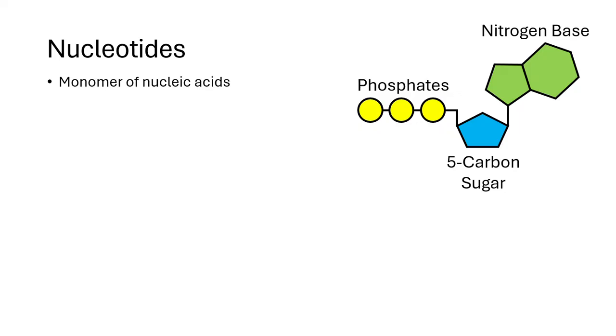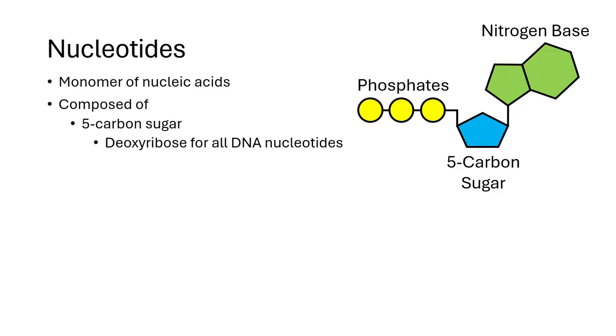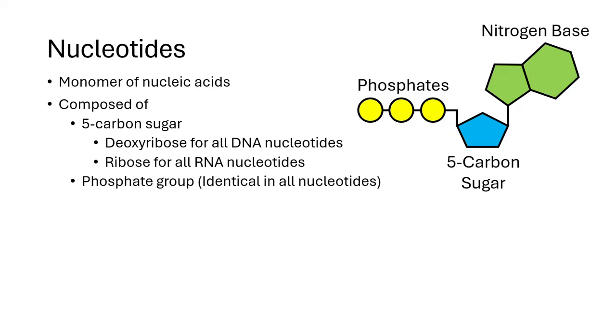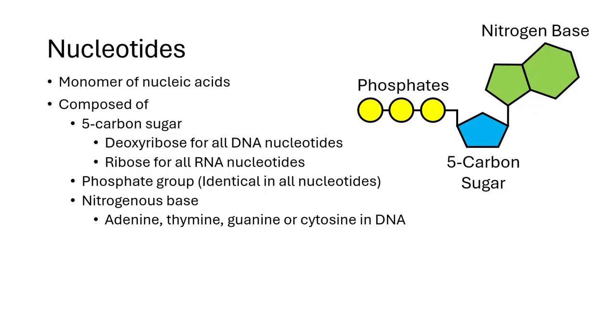Now, we've talked about chromosome structure. Let's talk in more detail about DNA structure. So this should look familiar to you. This is a nucleotide. It's the monomer of nucleic acids. It's got 3 parts: a 5-carbon sugar, which in DNA is deoxyribose and in RNA is ribose. It's got a phosphate group. This does not change from nucleotide to nucleotide because phosphates can't be different from each other. And then it's got a nitrogenous base that's also attached. This nitrogenous base in DNA can be either adenine, thymine, guanine, or cytosine, and in RNA it can be adenine, uracil, guanine, or cytosine.